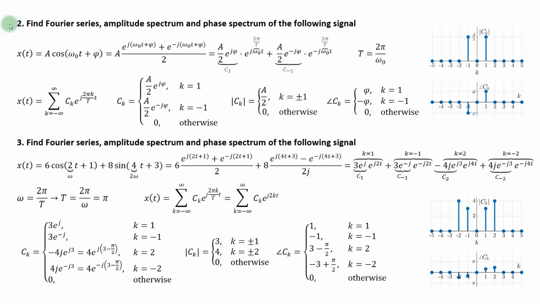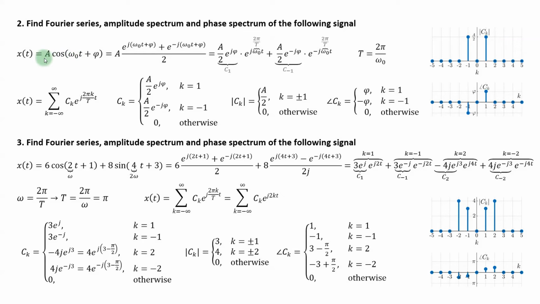In this problem, I still want to find the Fourier series, amplitude spectrum and the phase spectrum of this signal. But this time I'm not going to evaluate any integrals. I could if I wanted to, but this signal is very simple, so I can save myself some trouble. This is just a cosine. That means that it is just a pure tone at a single frequency, at this frequency. So obviously this signal is going to contain only one frequency, this angular frequency omega naught.